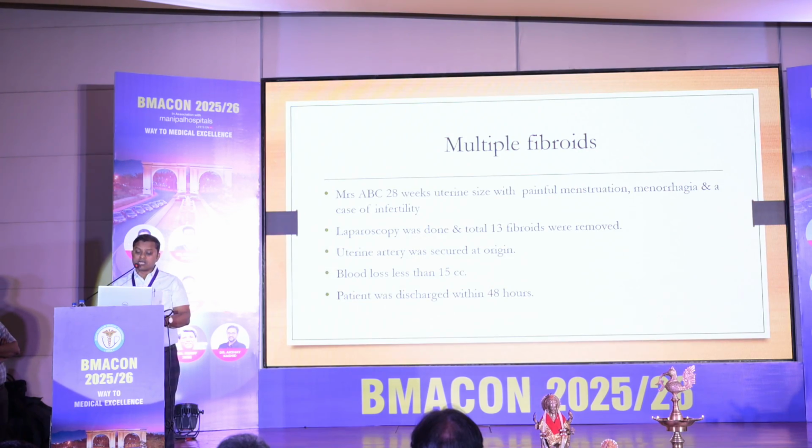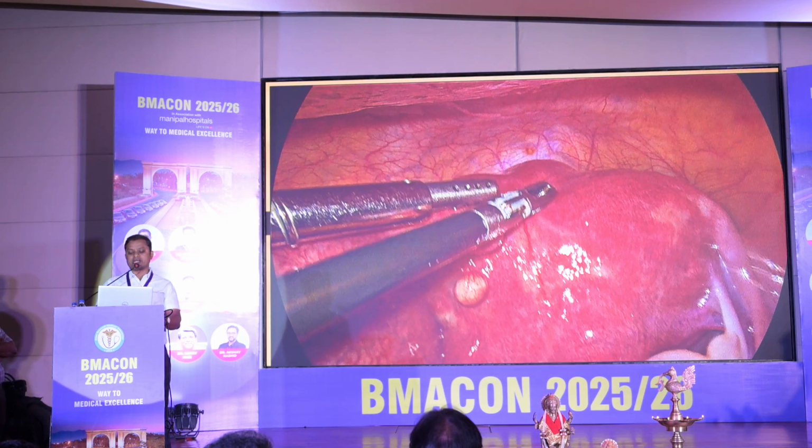Now, this is a case of multiple fibroids with infertility. Laparoscopy was done and 13 fibroids were removed. In this case, the uterine artery was secured at origin so that even when we removed 13 fibroids, the blood loss was less than 15 cc. The patient was discharged within 48 hours.